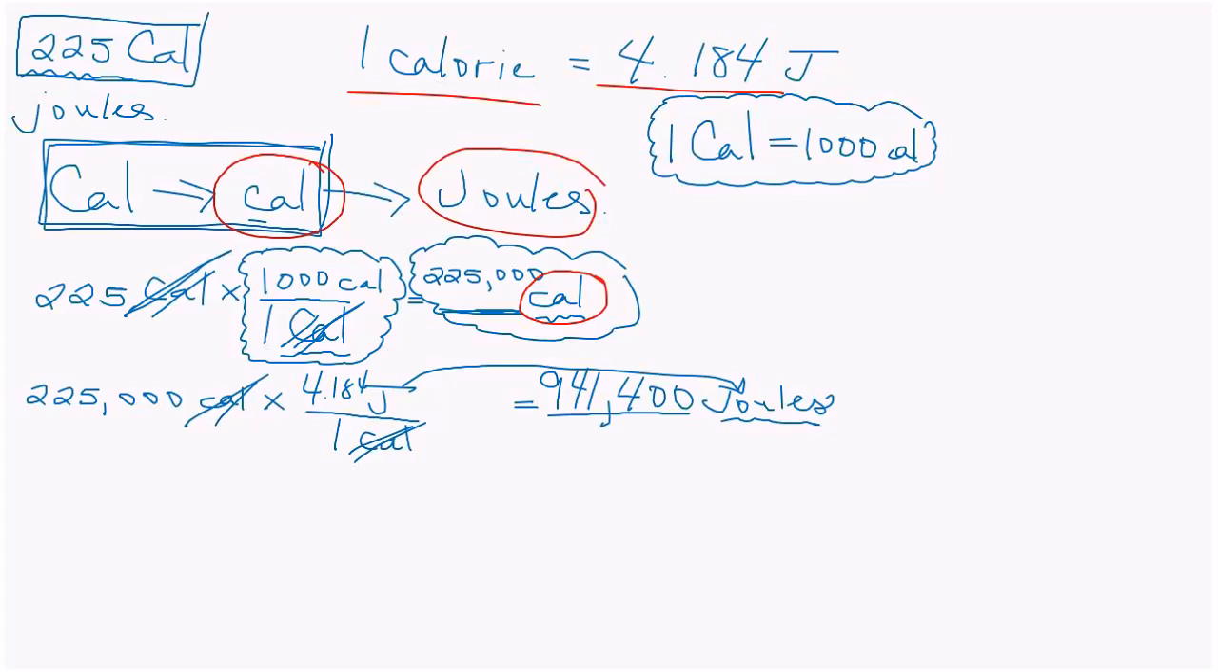I think, now looking at your question, I think what happened is that you skipped a step. You went right from calories to joules, instead of realizing that you were dealing with big calories and that you had to go from big calories first to little calories and then little calories to joules. You just skipped a step, that's all.